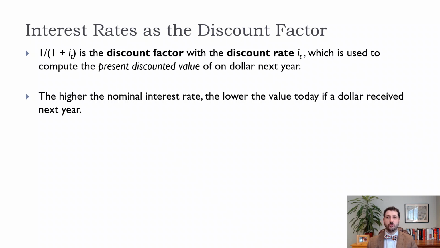So 1 over 1 plus i_t is called the discount factor. And we'll see that that's going to be important because we need to discount future payments by the discount factor in order to get its present value. And so what this means is that as the interest rates go up, that means it's going to lower the value of the future payments in the present. So that will reduce the present discounted value.